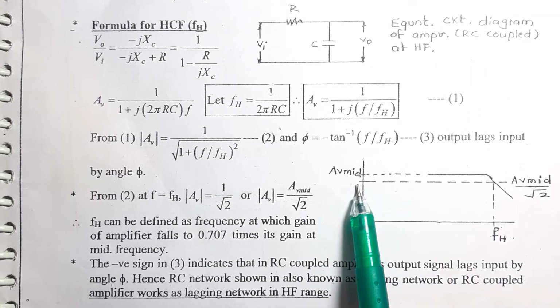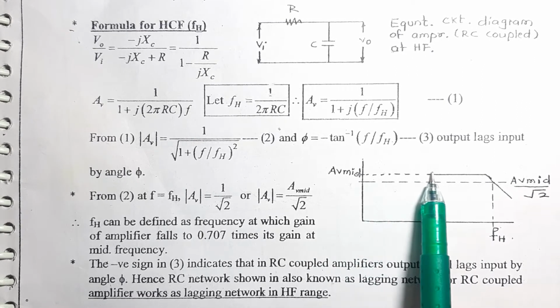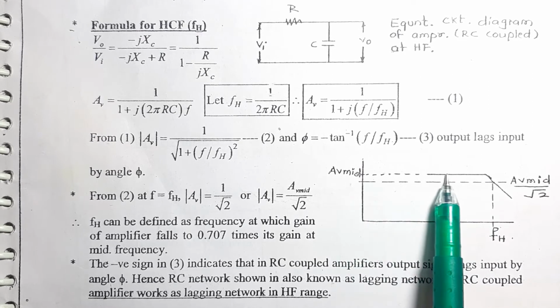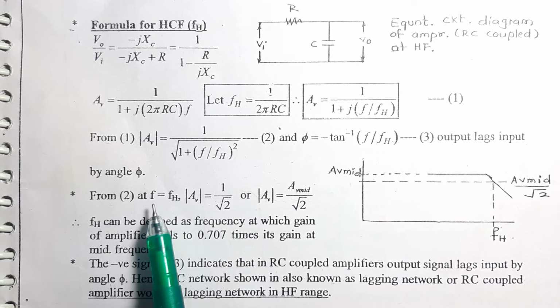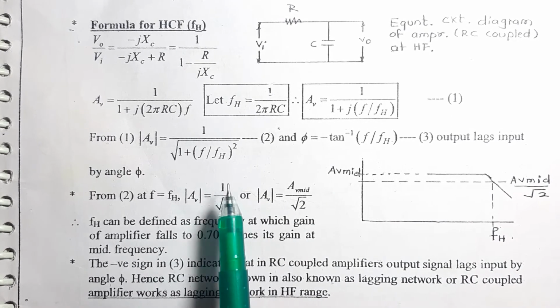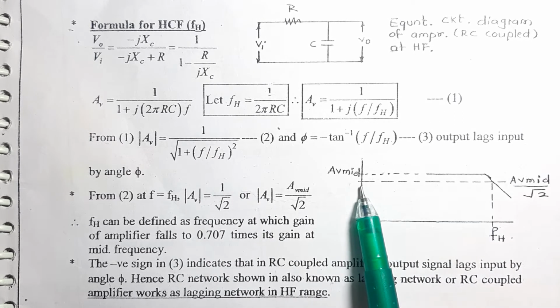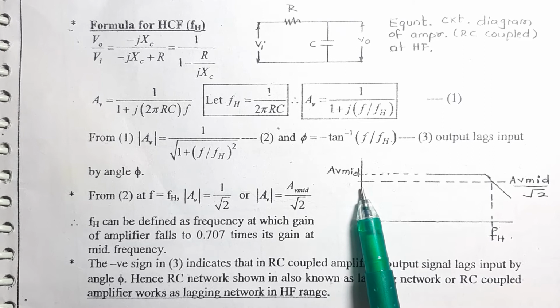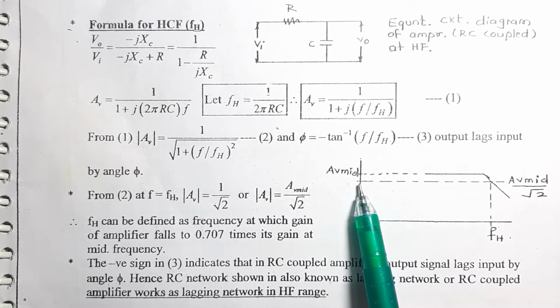If you consider this graph, at AV mid, the mid frequency, the graph was very much simpler in nature. It was a straight line and there was no fall. But when the value of f reached fH, at that point your AV value turns out to be 1 by root 2. So your AV falls by 1 by root 2 value, or in other words, it is nothing but AV mid by root 2.